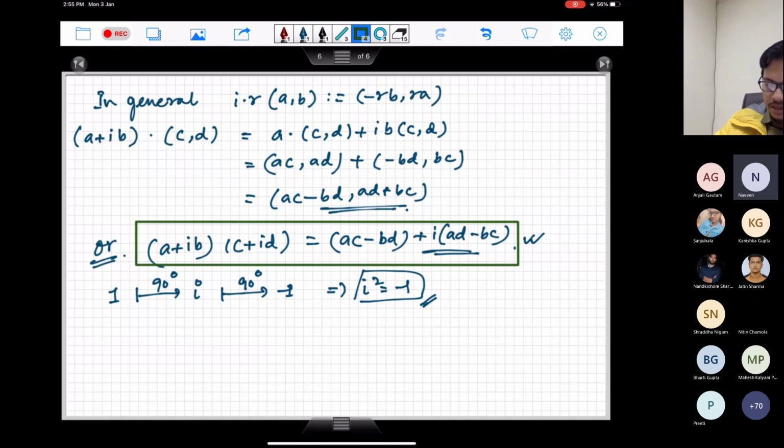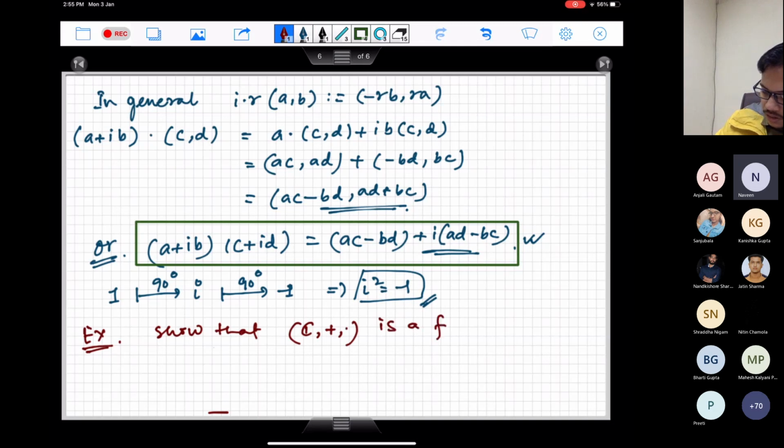and it seems to have a different definition than pointwise multiplication. Okay, so now I will leave an exercise for you: show that C with plus and dot is a field. Okay, so dot is this dot that is in the box. Okay, so therefore we now understand what is the multiplication in the set of complex numbers.